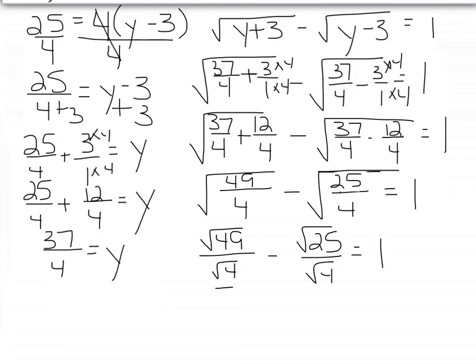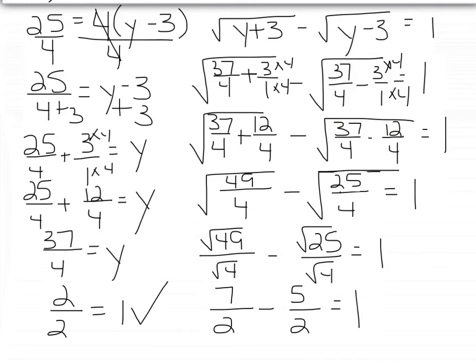The square root of 49 is 7. The square root of 4 is 2. The square root of 25 is 5. The square root of 4 is 2 equals 1. I'm going to scoot over here a second. So you have a common denominator of 2. 7 minus 5 is 2. Does 2 over 2 equal 1? It sure does. So your answer of 37 over 4 is correct.